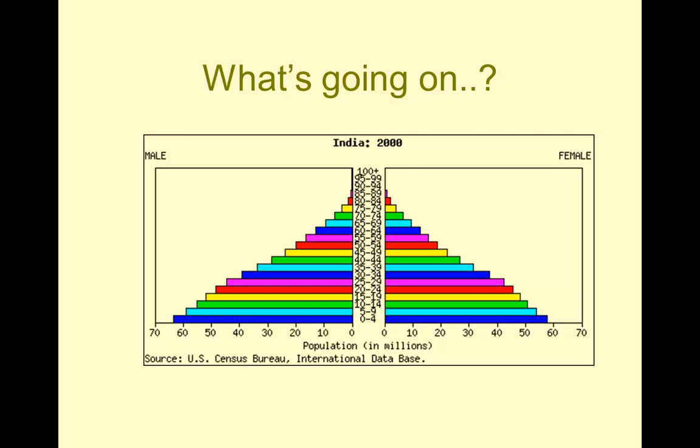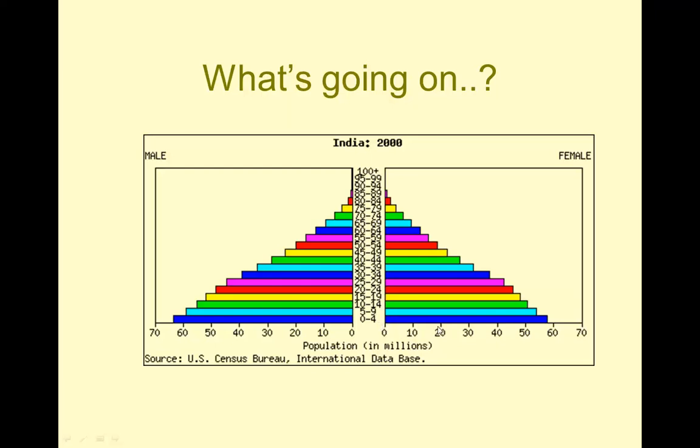So here is a typical population pyramid. This is a population pyramid for India in the year 2000. This is a classic pyramid structure. You do not get many countries like this anymore. What we notice at the bottom is a massively wide base, with huge numbers in the 0 to 4 category and 5 to 9 category.